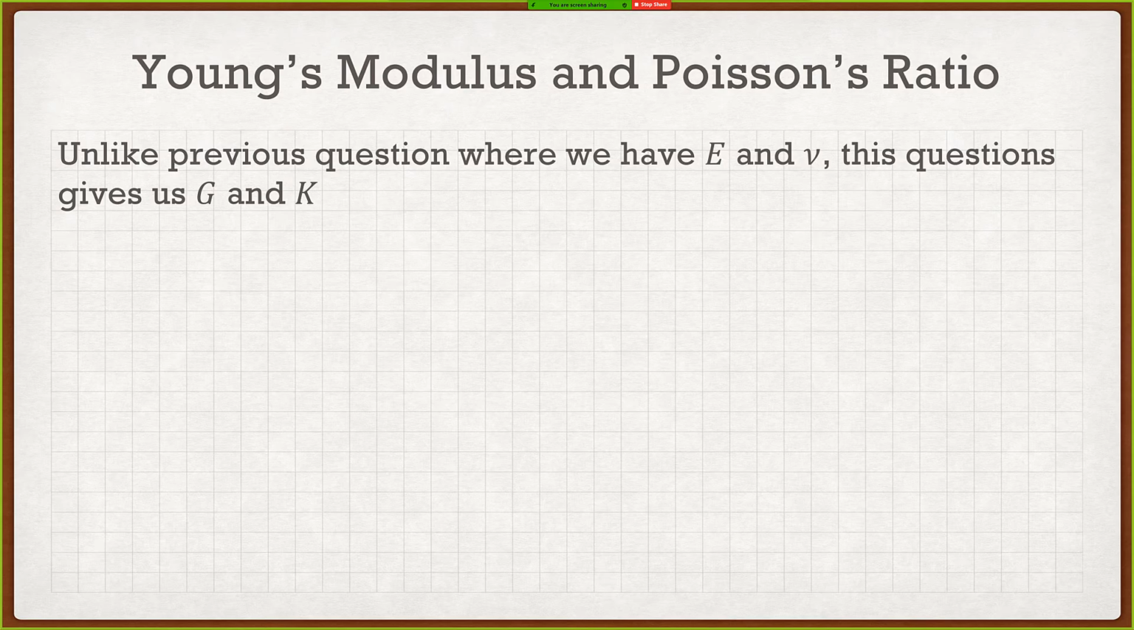So the first thing in this question that's a little bit different than all the other questions that you guys have seen is we are not given the elastic modulus E or the Poisson's ratio nu. This question instead gives us the shear modulus G and the bulk modulus K. And as you guys are going to see, this is going to be a problem later on. So the question is, well, how can I get the elastic modulus or the Young's modulus E and the Poisson's ratio nu from G and K?